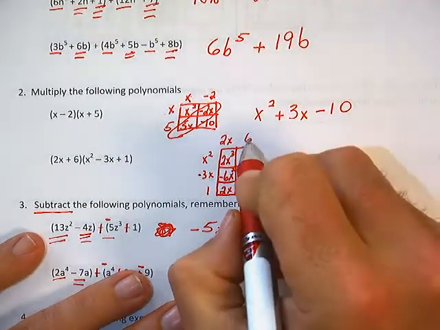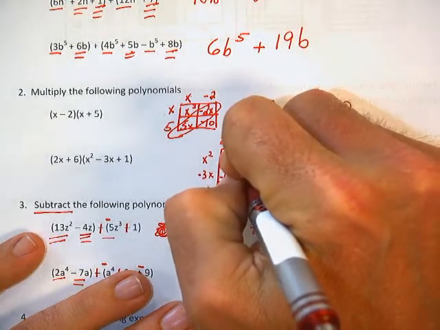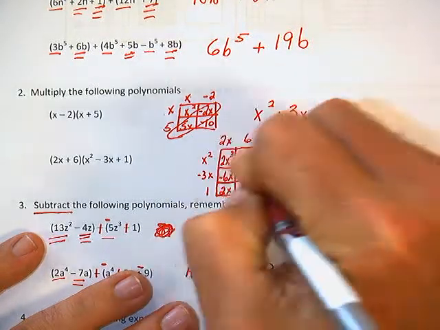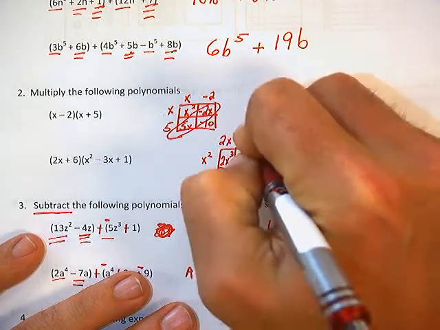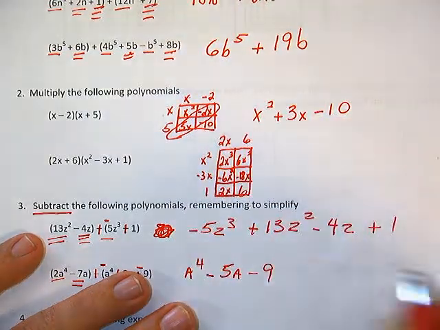Okay, then we go to 6. 6 times x squared is 6x squared. 6 times negative 3x is negative 18x. And 6 times 1 is 6.